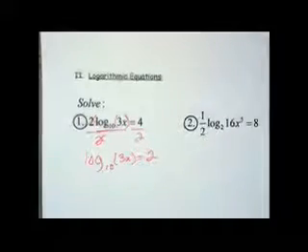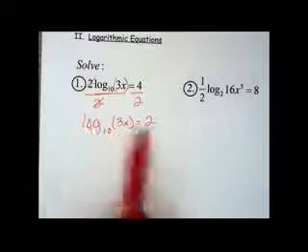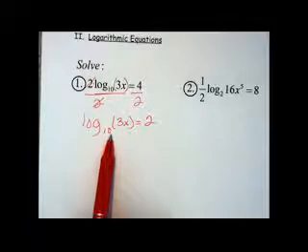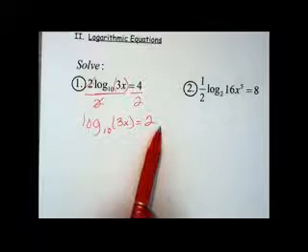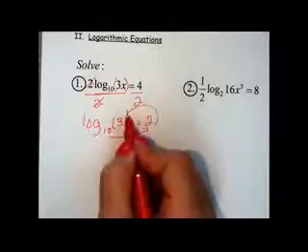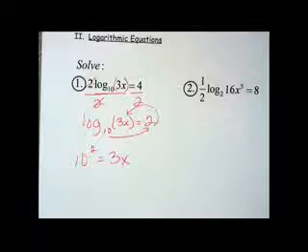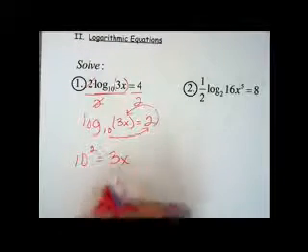Once you have a regular log equal to some number, what we're going to do is write the equivalent equation. Remember that a log is equal to a power that a fixed number is raised to in order to get some number. So you say 10 to the second power equals 3x. Once you have your log equal to a number, you write the equation that you need to solve. And so 10 squared equals 3x.